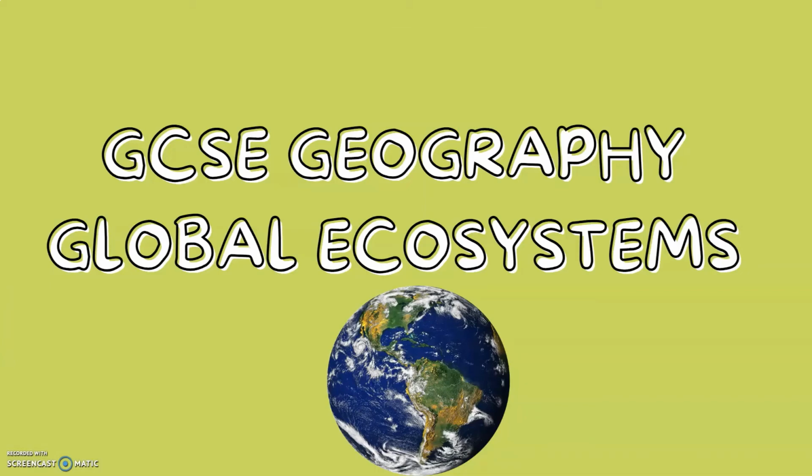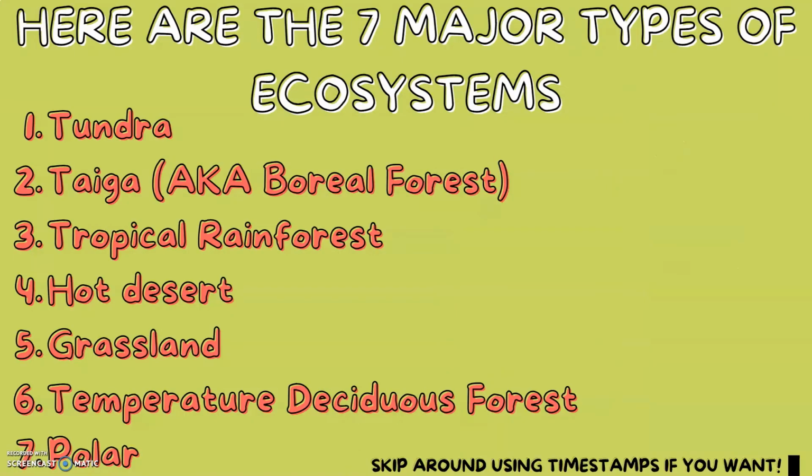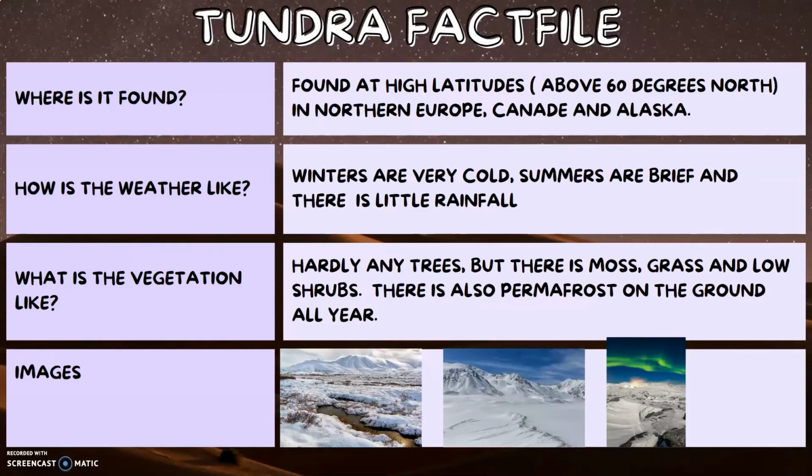Three global ecosystems. In this video, we are going to look at the seven major types of ecosystems in depth, so you can skip around using the timestamps if you want. Tundra. Tundras are found at high latitudes, above 60 degrees north of the equator, in northern Europe, Canada, and Alaska.